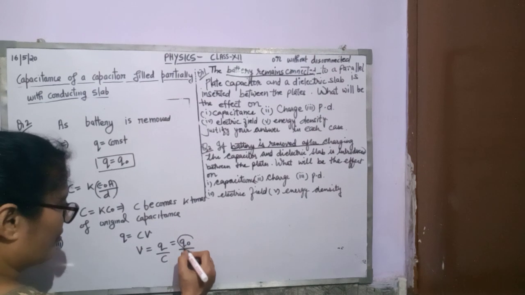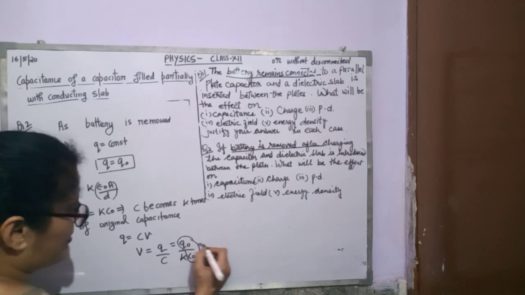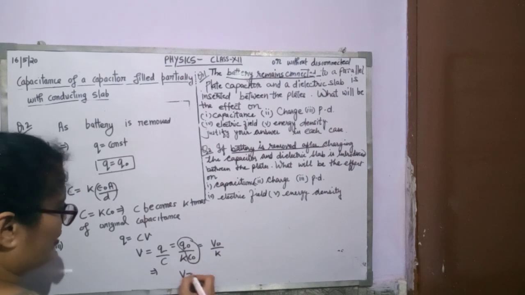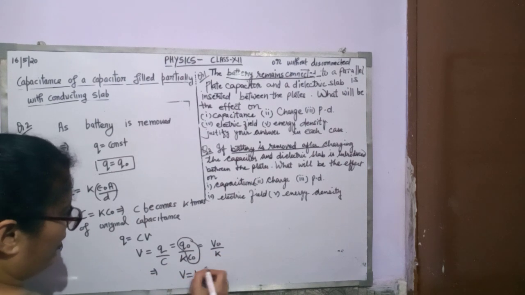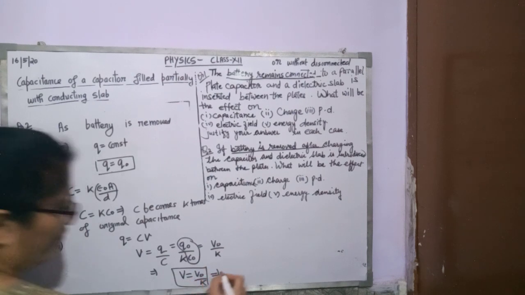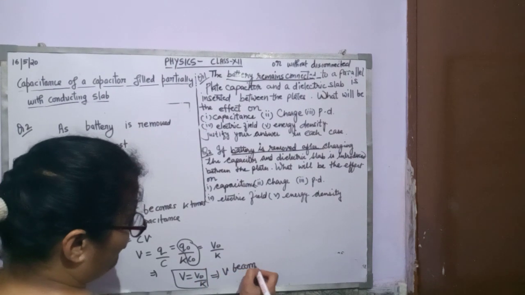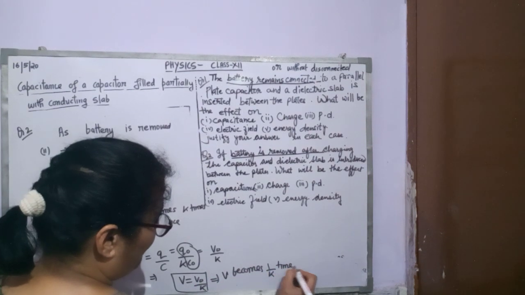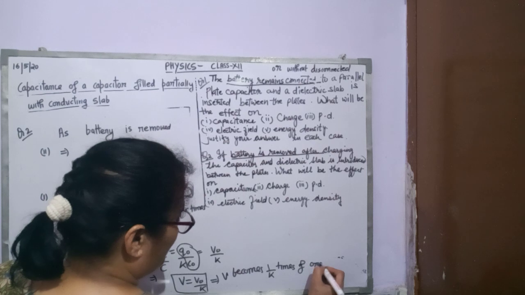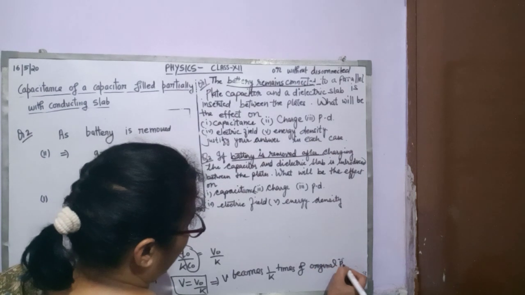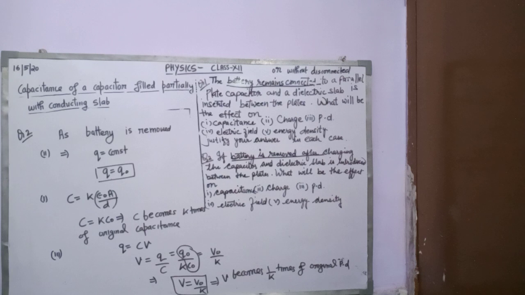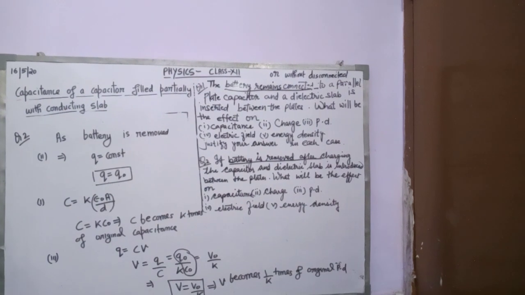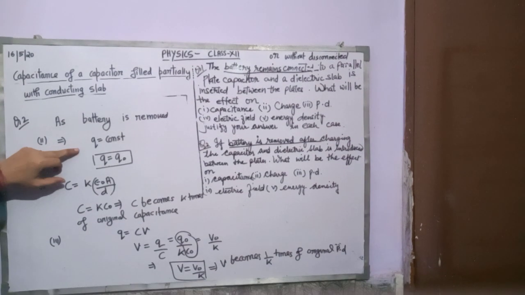And what is this value? Q naught upon C naught, that is equal to V naught upon K. You can say V is equal to V naught upon K. Now, your V becomes how many times? Or you can say decreases, 1 upon K times of original potential difference. Original potential difference, how many times? K times. Once again, as the battery is removed, Q is equal to constant.